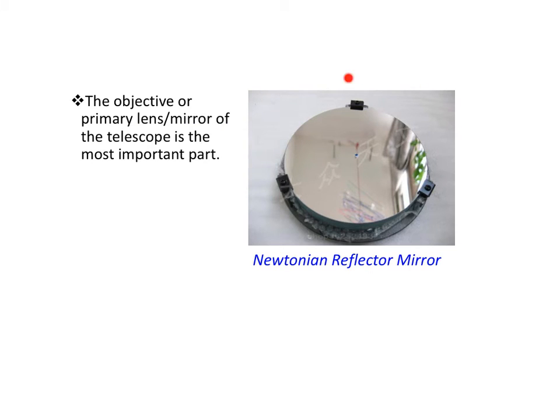So this is an example of a Newtonian reflector mirror. These are pretty darn expensive. I have a couple examples of these to show you in class, but this primary mirror is the most important part. This is where the initial light from the star is hitting. So these have to be shaped in a very specific way. They have to be very, very clear.